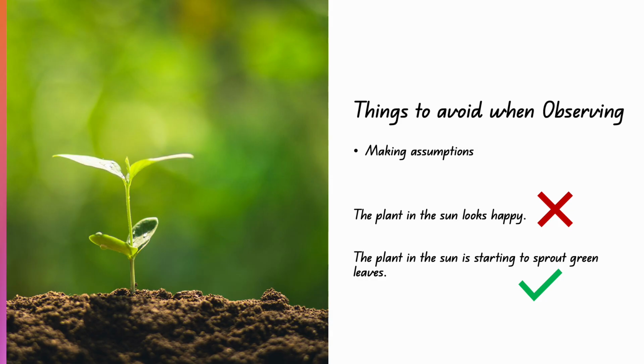When we're observing, we need to avoid making assumptions and make sure we say things that are just facts. We might look at this picture here and think, that plant in the sun looks happy. But that is not an accurate thing to say. We need to speak like scientists and say, the plant in the sun is starting to sprout green leaves. That is much more factual.